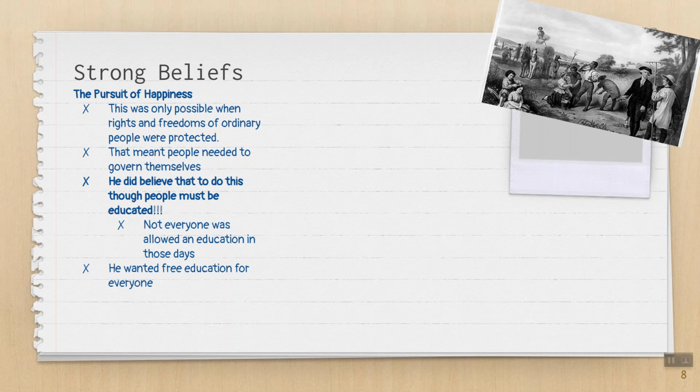He wanted the state of Virginia, where he was a delegate at first, to develop a program where everybody could go to school for free. Sadly, he wasn't really able to convince the state of Virginia to do this at that time, and it was still just wealthy white boys that could go to school.